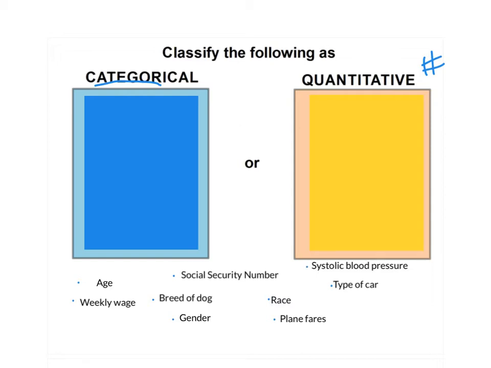So I want you to take a minute and I want you to pause the video and I want you to list those under the correct category. So is it a categorical variable or is it quantitative? And I want you to make a list of that, and then when you're ready to check your answers, go ahead and press play. So pause the video now.